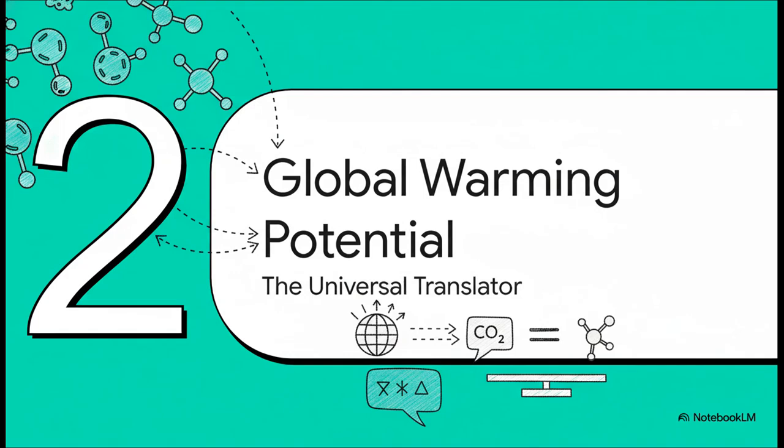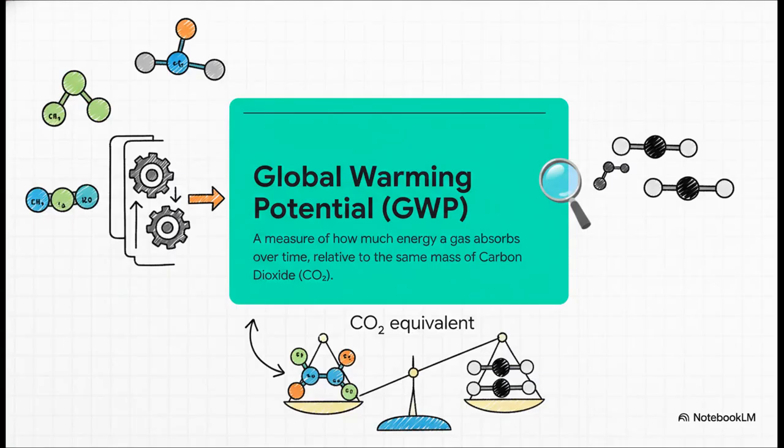So to compare all these different gases on a level playing field, scientists came up with what you could call a universal translator. It's called global warming potential, or GWP for short. And honestly, it's the most important concept for everything we're going to calculate today. Just think of GWP as a simple conversion factor. It takes all these different gases and translates their warming effect into one single unit that we can all understand, the CO2 equivalent, or CO2e. It's how we standardize the whole conversation about climate impact.